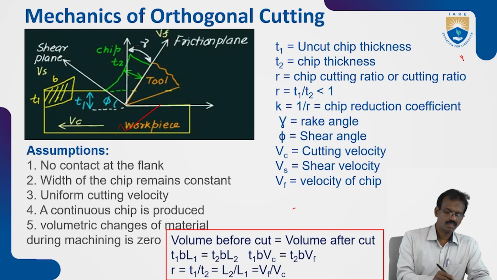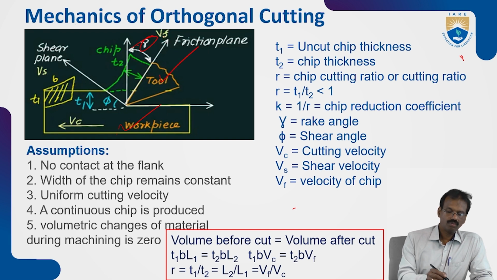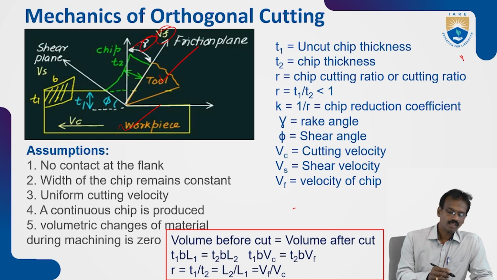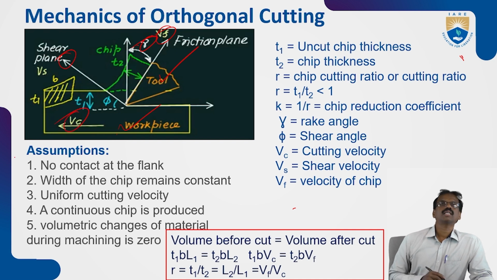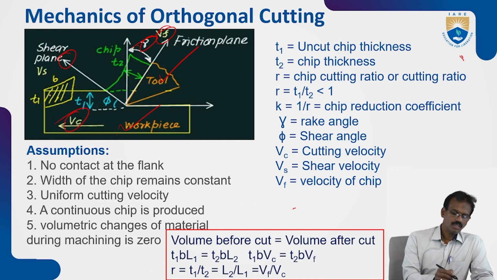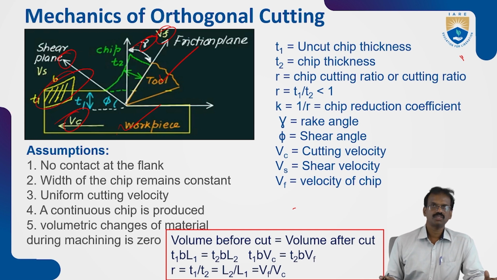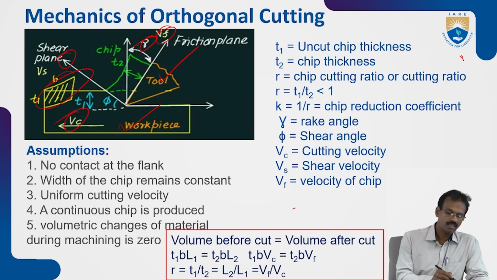This is the shear angle phi. This one is the rake angle alpha. This one is the tool. Vf is the chip velocity or frictional velocity. This is the shear velocity, and here the cutting velocity. So T1, next to it B is the width, which we can assume remains constant. Now we'll see how to find the shear angle phi.